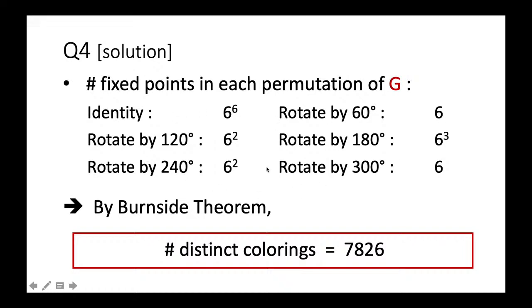permutations. So there are 6 ways, 6 permutations. We add them up, compute the average. So this is the Burnside theorem. So the number of distinct colorings will be the average of these values. So it is 7826. Is it? Yeah, if my calculation is correct, something like this. Yes?